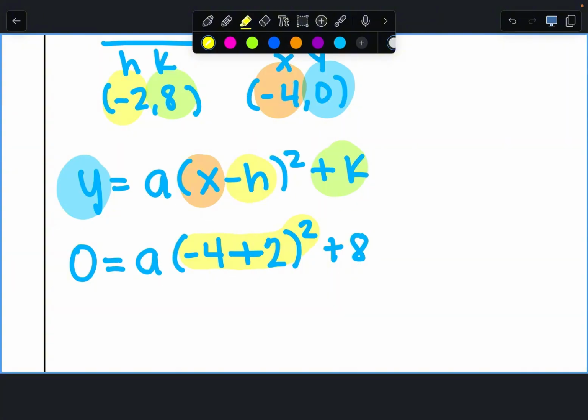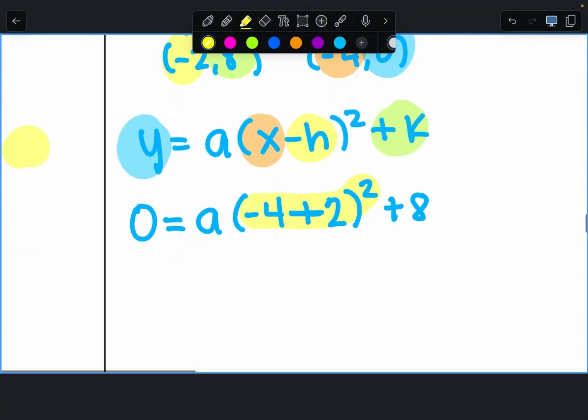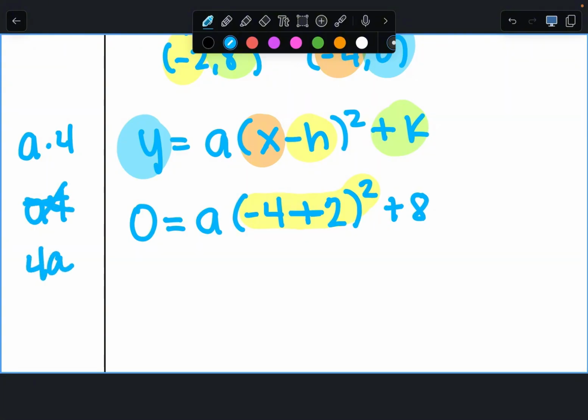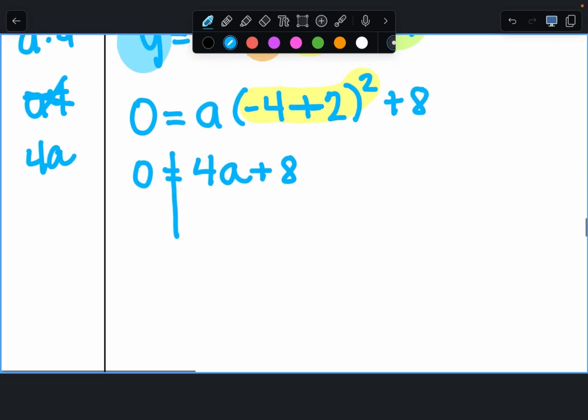And -2 squared. -2 times -2 is +4. Now, I need y'all to realize something. When we write A times 4, we don't write it as A4, right? A coefficient always goes where? Before the variable, so we write that as 4A. So I'm going to write this down as 4A plus 8 and solve for A. It's a 2-step equation. The first step in solving for A is going to be what?